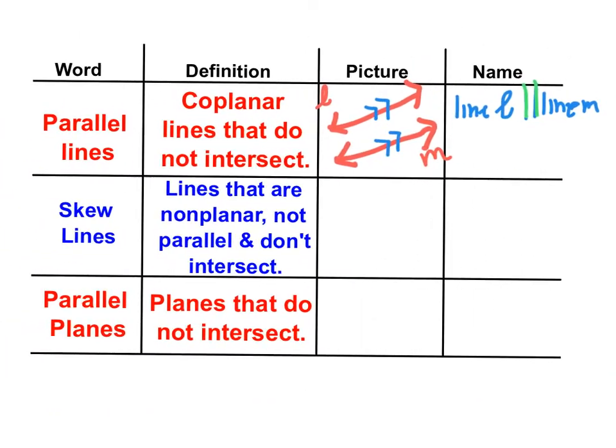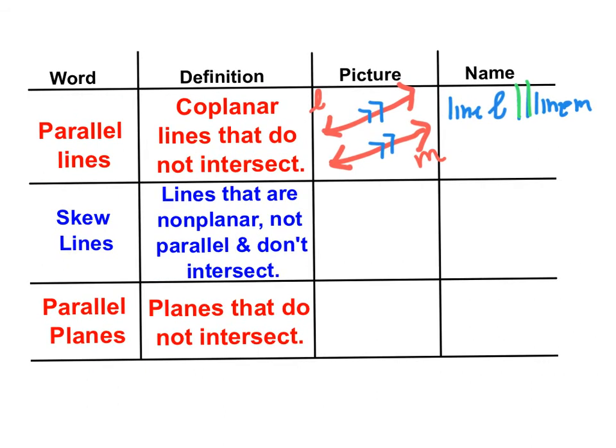The next thing we're going to talk about are skew lines. Skew lines are lines that are non-planar and not parallel, and they don't intersect. When you draw them, they'll look like they intersect, but they don't actually. So I may have one line out front like this, and maybe there's one behind it in space, so it's not actually going to touch it, it's just going to be behind it.